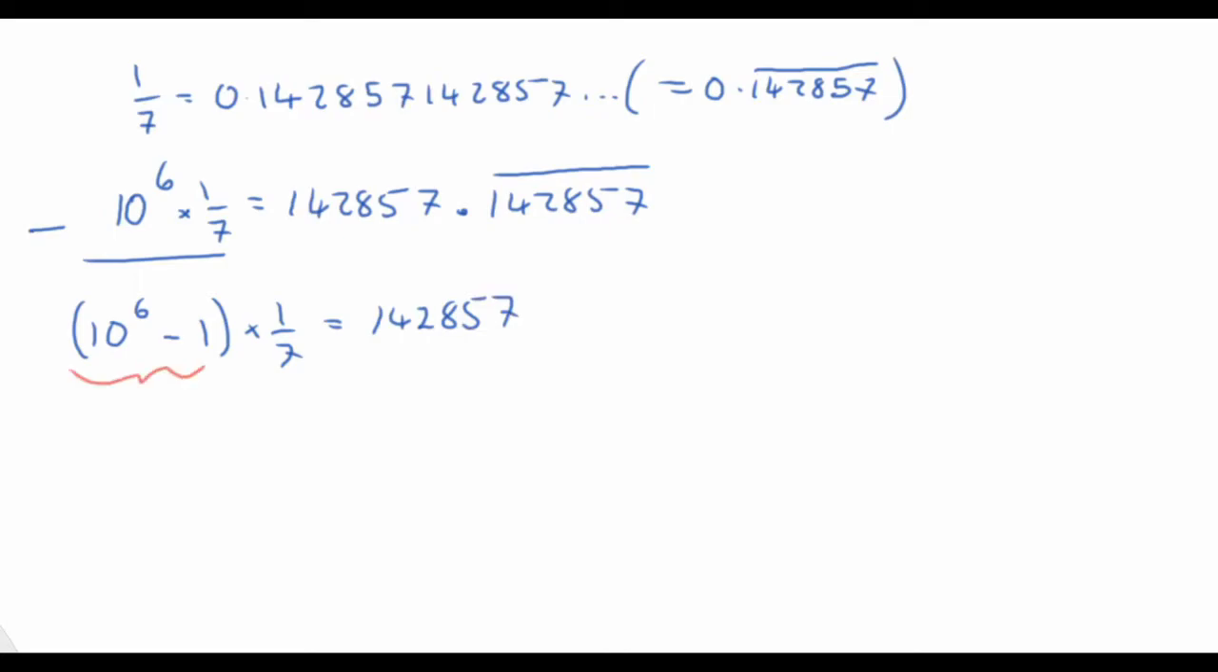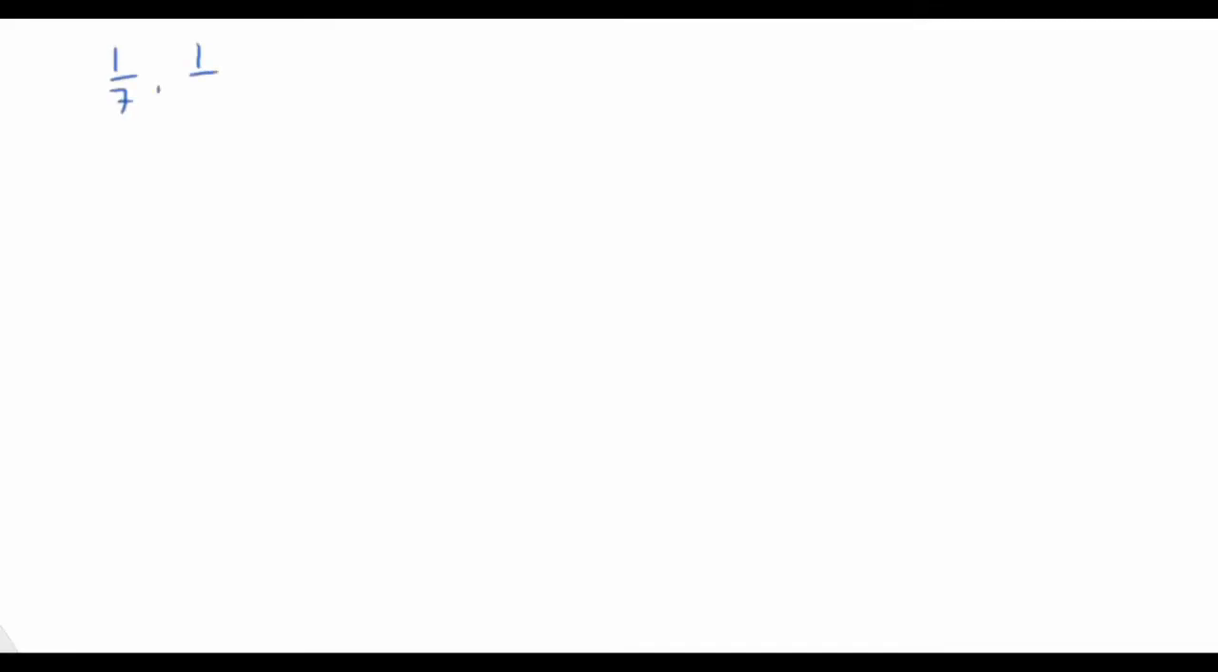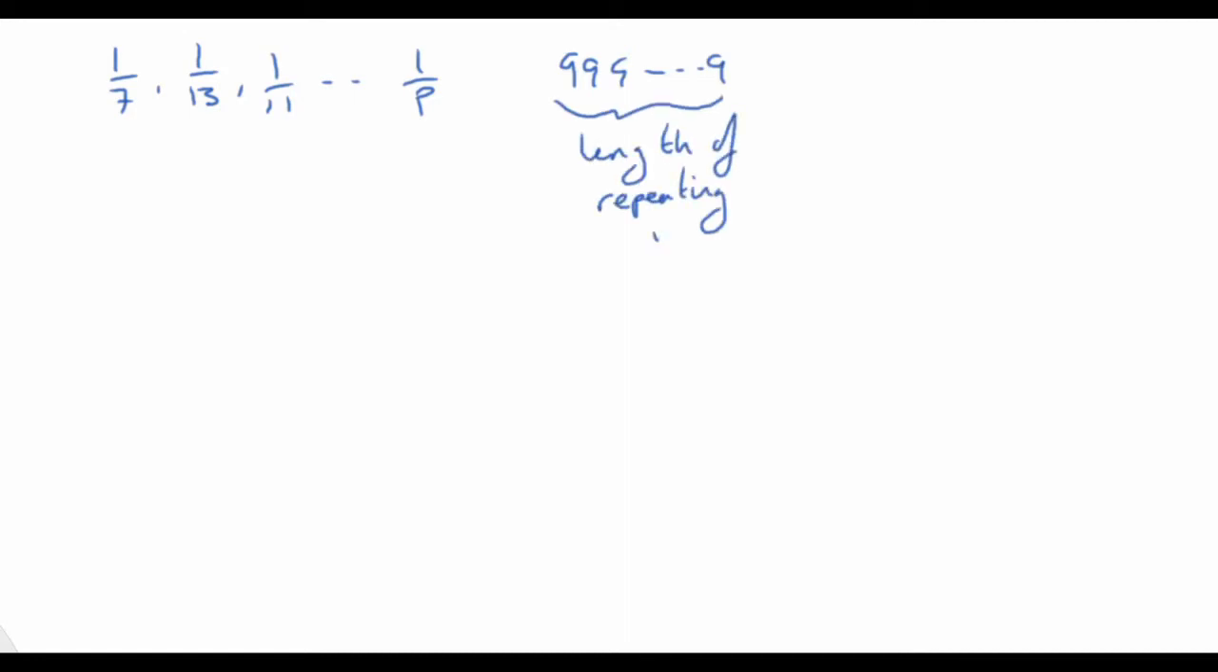142,857. Now, that thing on the left-hand side, 10 to the power of 6 minus 1, that's just 999999, 6 nines. Okay, and we're multiplying that by a seventh, and we're getting a whole number. So 7 has to be a factor of 999999. In this case, the right number of nines to choose was 6. And we can do this game with any prime we like, right? 1 over 13, 1 over 11. And we'll always see that 99999, where you have the number of nines being the length of that repeating unit, has a factor of p.